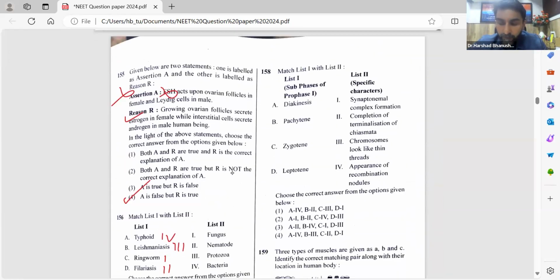Now, diakinesis is something whereby the terminalization takes place. So A would be 2. B will be pachytene, where recombination nodules are found. So A2, B4. Zygotene is synaptonemal, and leptotene is chromosomes which are thin threads. So it will be 2413, and 2413 is option number 3.